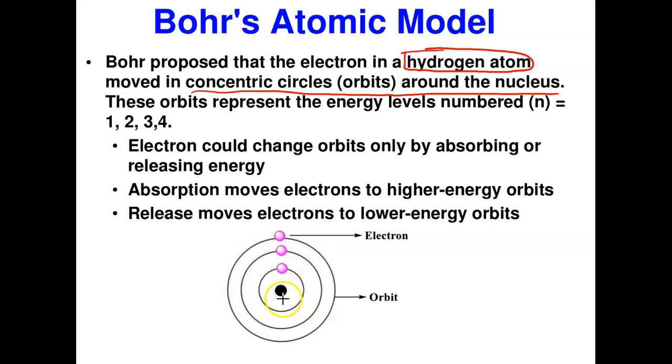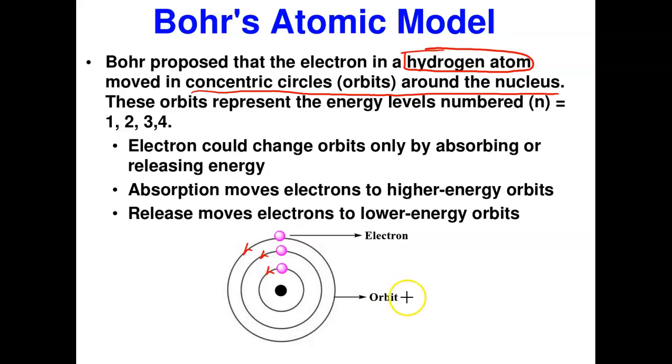If you look at the circles I drew here, I tried to get this and draw it from one of my software. This is the centrally placed nucleus. These are a series of concentric circles, and he called them orbits. Inside these orbits, electrons will move around the nucleus.